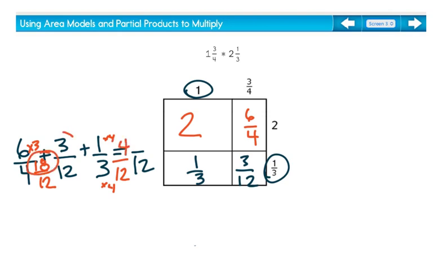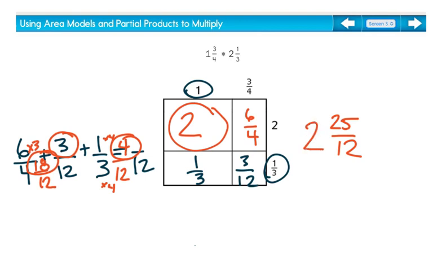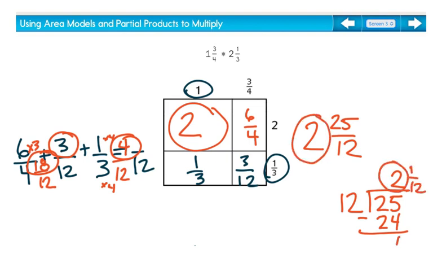I have 18 plus 3 plus 4. 18 plus 3 is 21. 21 plus 4 is 25/12. And then don't forget about the whole number 2. Now we don't want to leave that as an improper fraction. So I would say how many 12s go into 25? Goes in there twice, which is 24 and 1/12. So let's add the 2 and the whole number 2 to get 4 and 1/12.